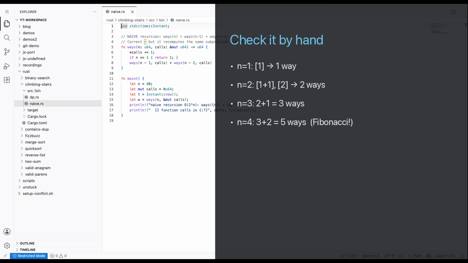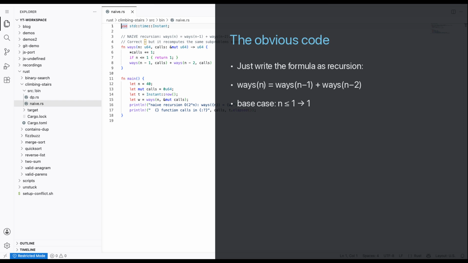Check it by hand. 1 step, 1 way. 2 steps, 1 1 or a double, 2 ways. 3 steps, 2 plus 1 is 3. 4 steps, 3 plus 2 is 5. 1, 2, 3, 5, that's the Fibonacci sequence in disguise. So the obvious code writes the formula literally.